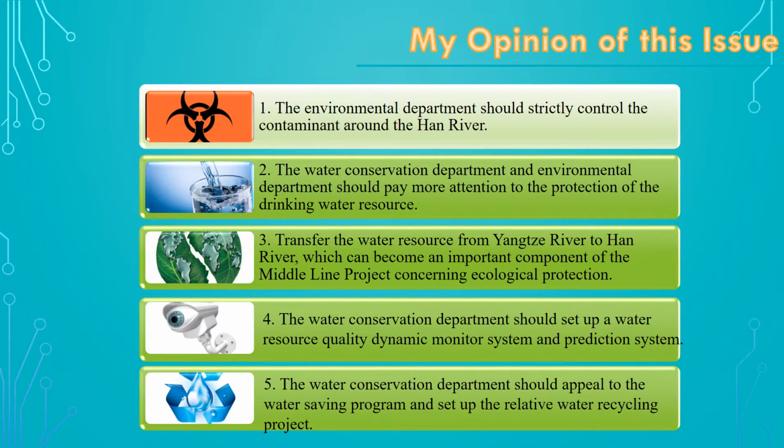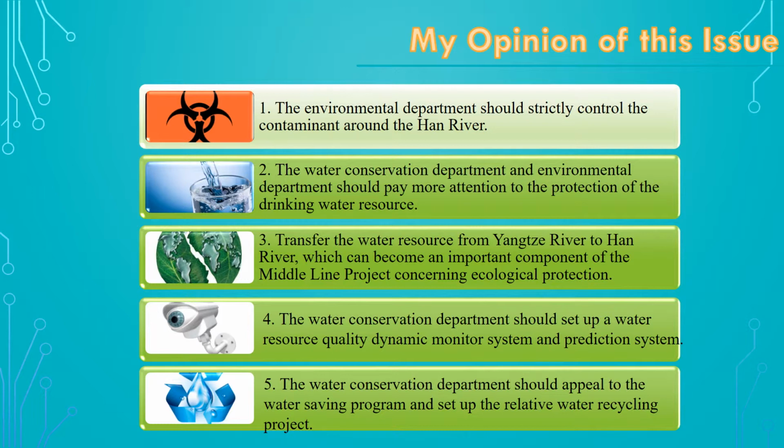On the second point, the Water Conservation Department and Environment Department should pay more attention to protecting the drinking water resource. The Han River is one of the important drinking water resources of Wuhan. Despite the negative impact of the Middle Line project, an effective method to protect the limited drinking water resource becomes the most urgent aspect. Wuhan has a long history of industrial foundation, and there are still some industrial districts close to the Han River, which will threaten the safety of the drinking water. So the effective protection of the drinking water resource is the main working objective of the relevant departments in Wuhan.